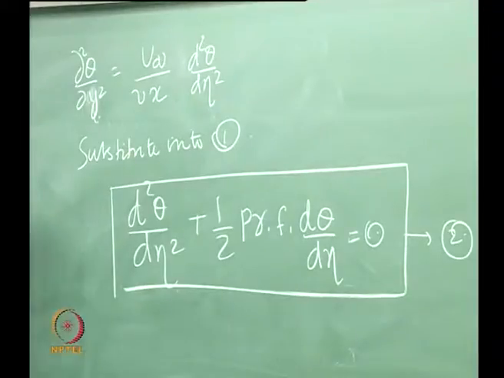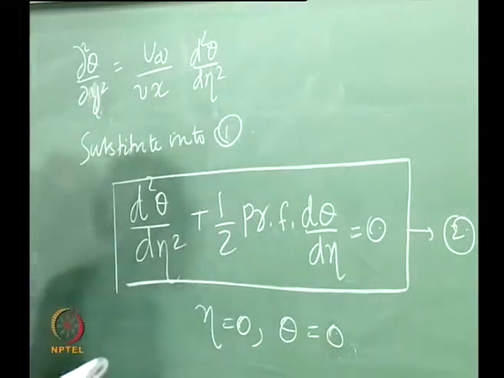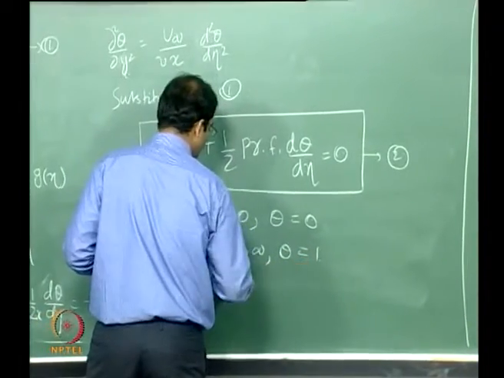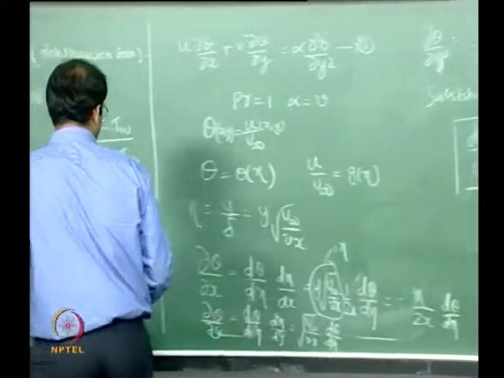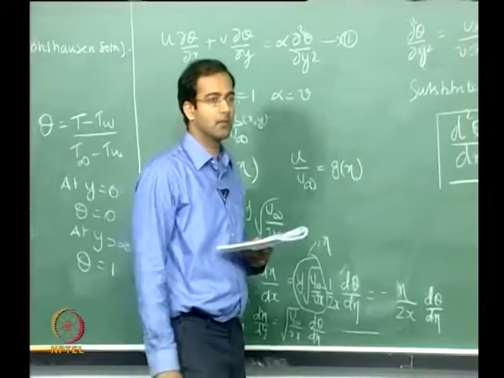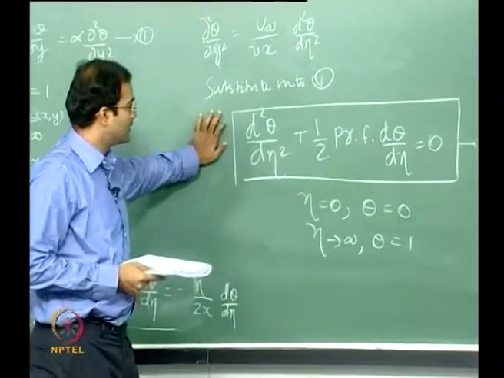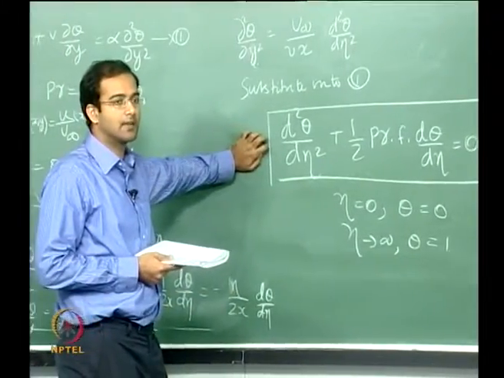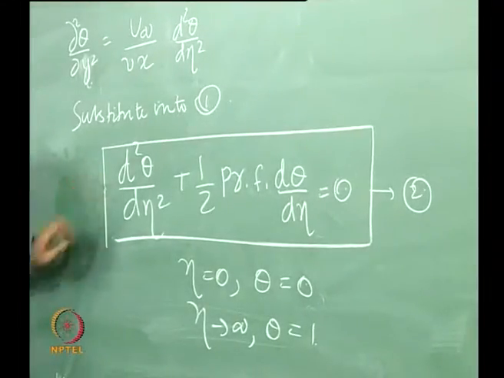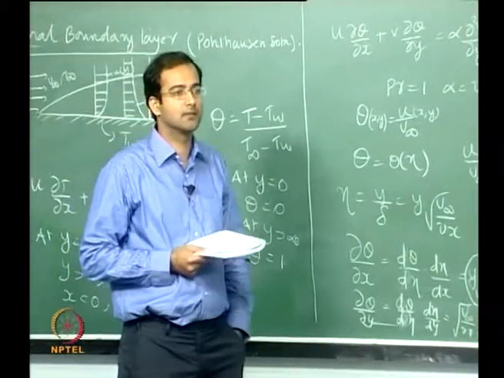Now the boundary conditions for this, once again: at eta equal to 0, your theta should be 0, and at eta going to infinity, theta should be equal to 1. Eta going to infinity means two things, either your y going to infinity or your x going to 0. In both cases your theta has to become 1. So now everything is getting familiar. You have a nice ODE which is second order. Is it linear or non-linear? Non-linear, why? Linear, why?